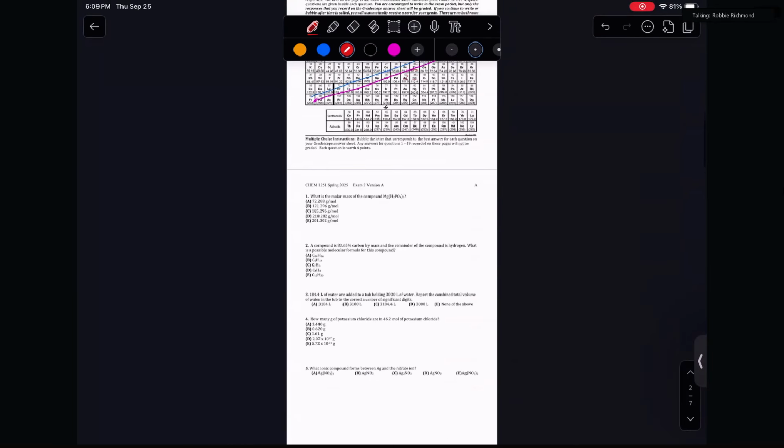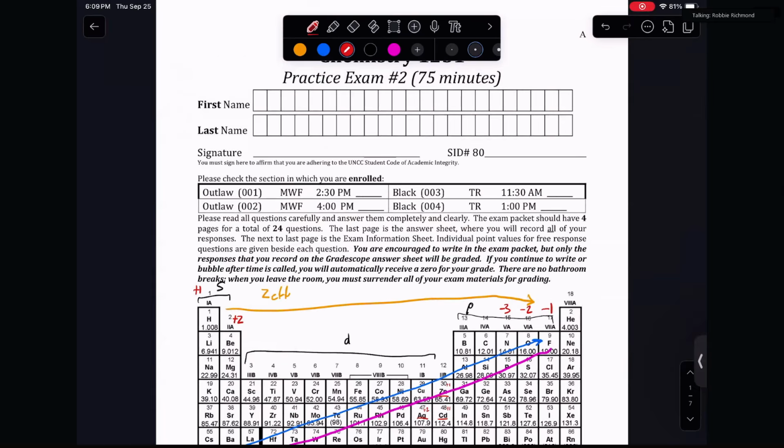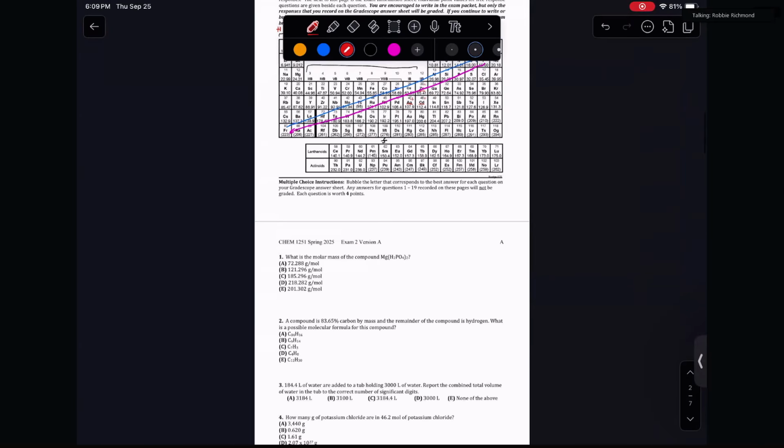Oh, I did forget to say something about things before you even get to the exam room. Make sure you have a scientific calculator. That was what I was forgetting.